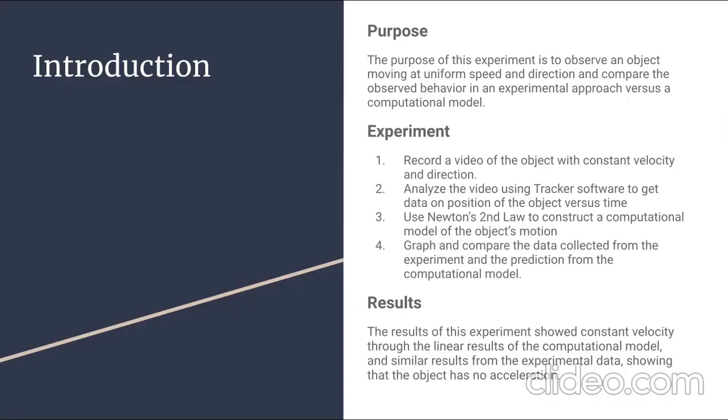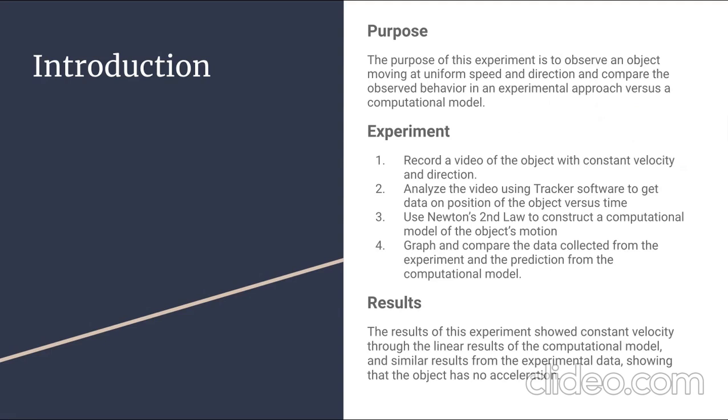The purpose of this lab experiment was to observe an object moving at constant speed and direction and compare its observed behavior in an experimental approach to a computational model of its motion. The steps of this experiment were to first record a video of an object moving with constant velocity and direction. I chose a mascara tube rolling on a sidewalk.